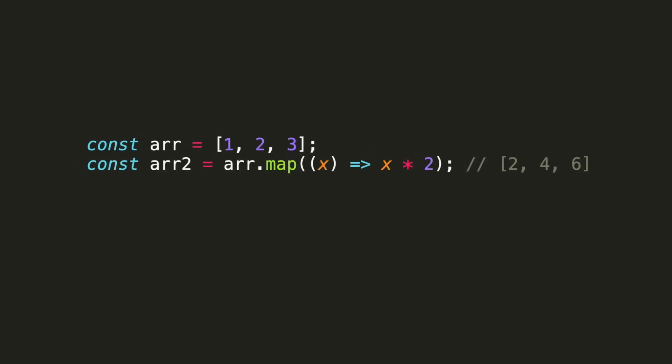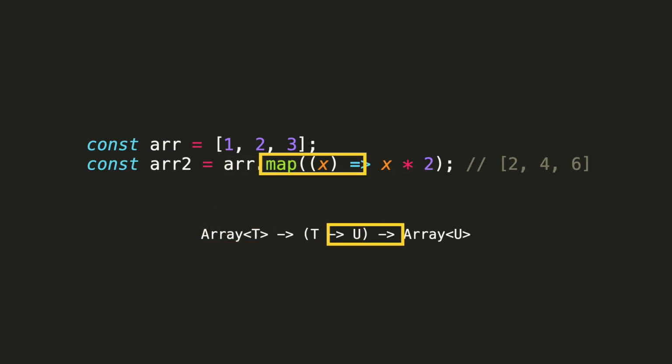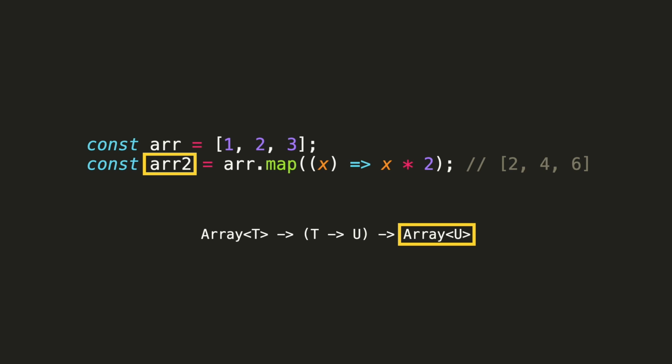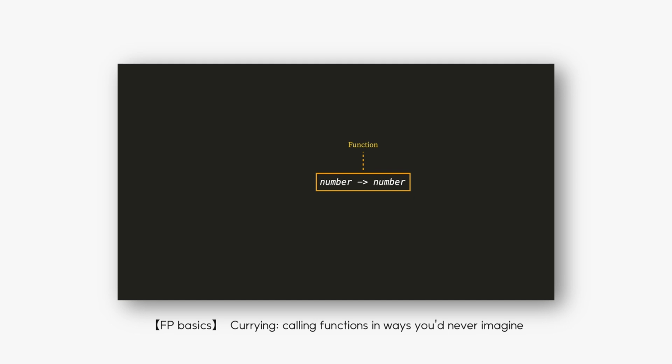Before we get into monads, let's first revisit the map function in arrays. What map does is apply a given function to each element in a given array. The type signature for map is this. The first parameter is an array, the second is a function, and it returns a new array. In this example, T and U happen to be of the same type, number. If you're not familiar with type signatures, check out my previous video on currying.